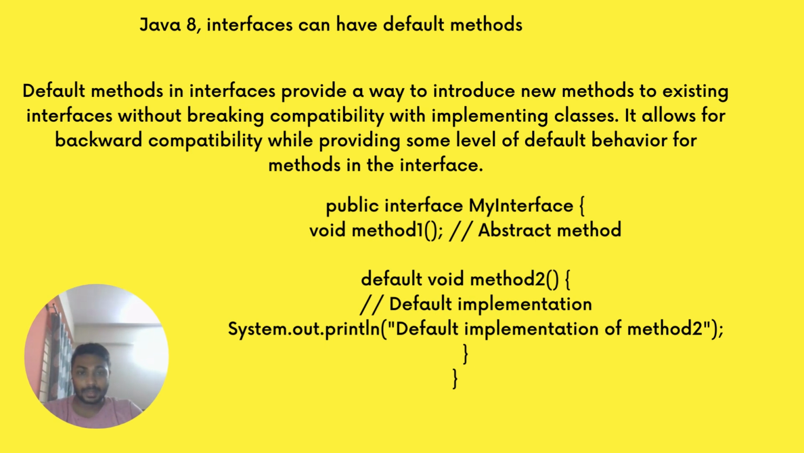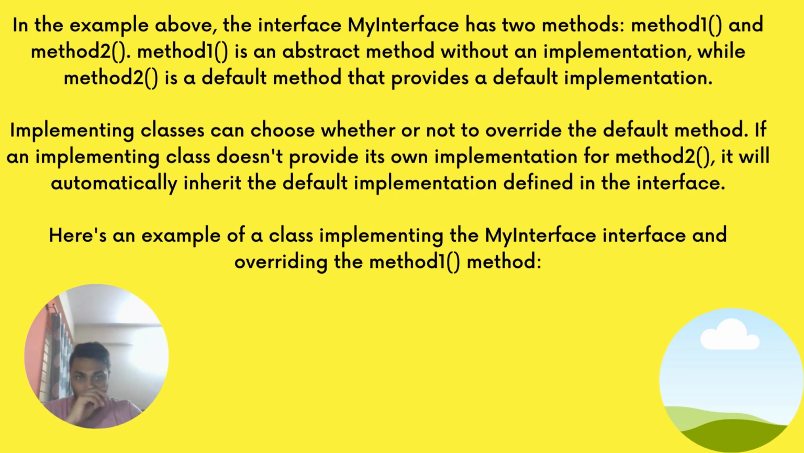Then we have default void method2, where basically we have a default method. MyInterface has two methods, method1 and method2. The abstract method has no implementation, as you've seen. Method2 was the default method we have given there, which provides a default implementation. So an implementation class can choose whether or not to override the default method. If an implementation class doesn't provide its own implementation of method2, it will automatically inherit the default implementation from the interface.